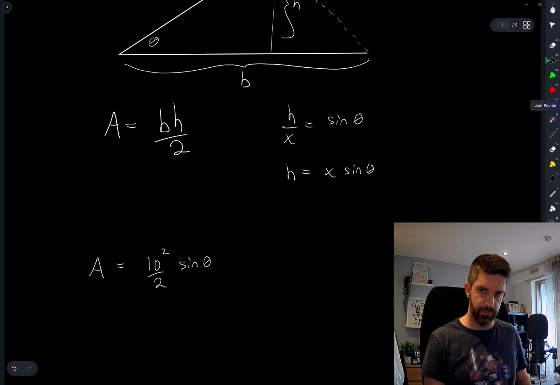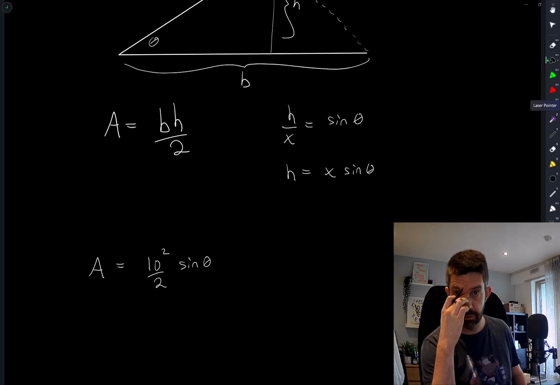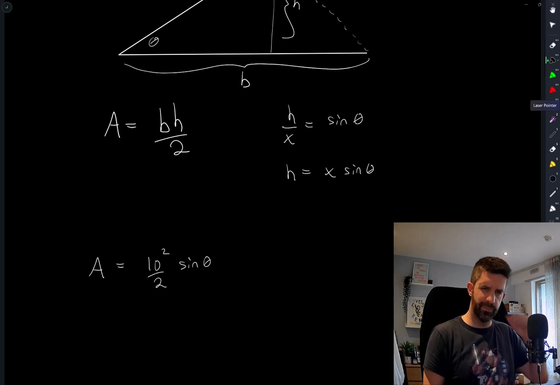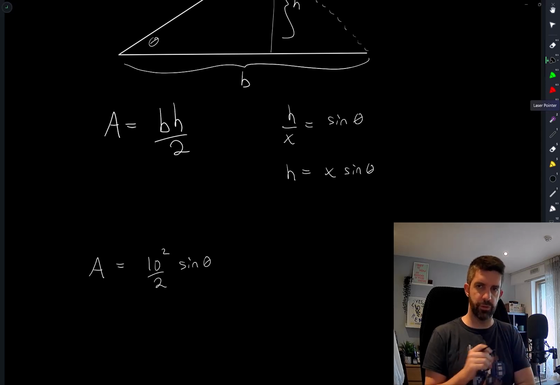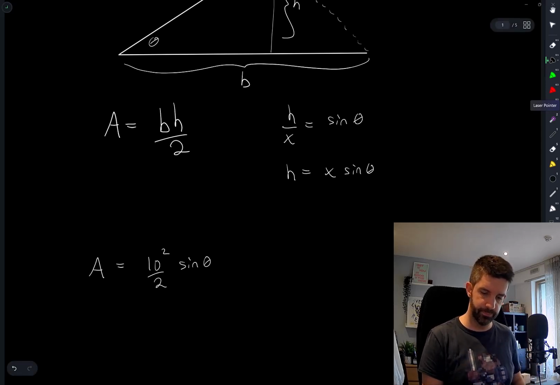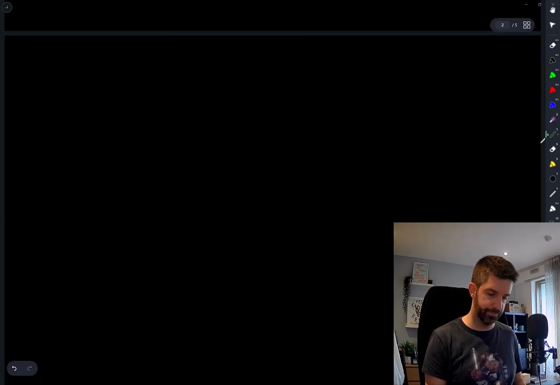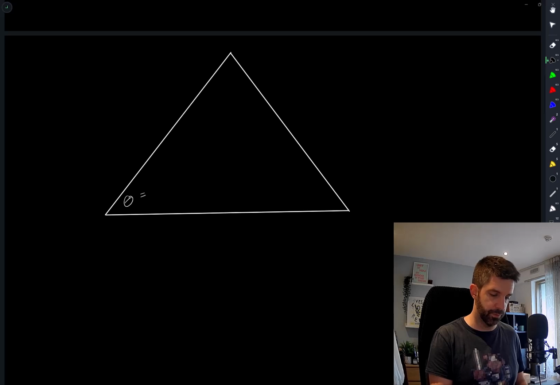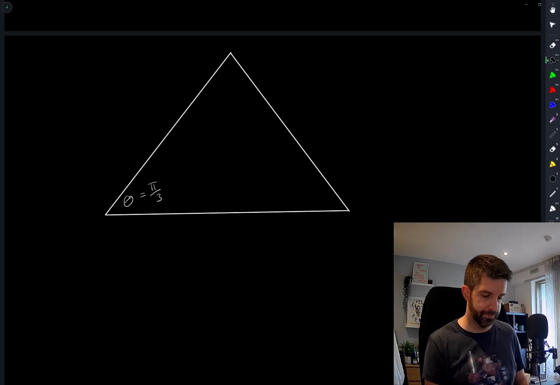That's maximized at 90 degrees, right? But are any of these... None of these are a right triangle. So what do these look like? There's the equilateral. So here, theta is equal to pi over 3.